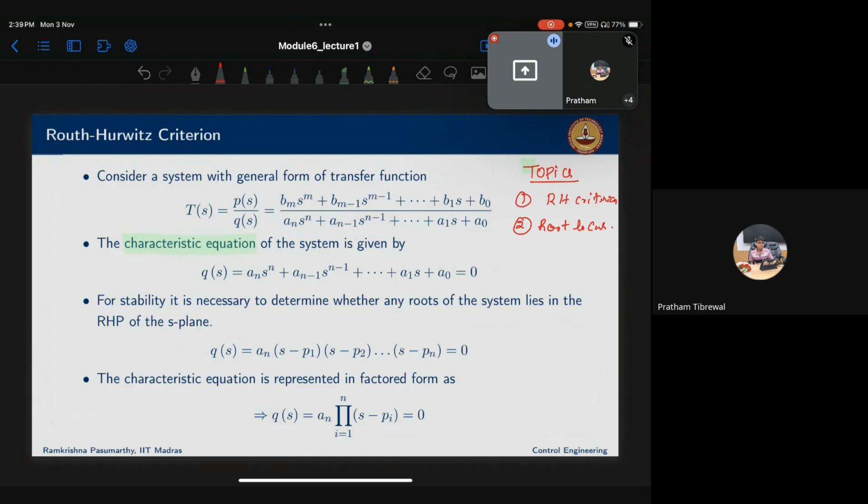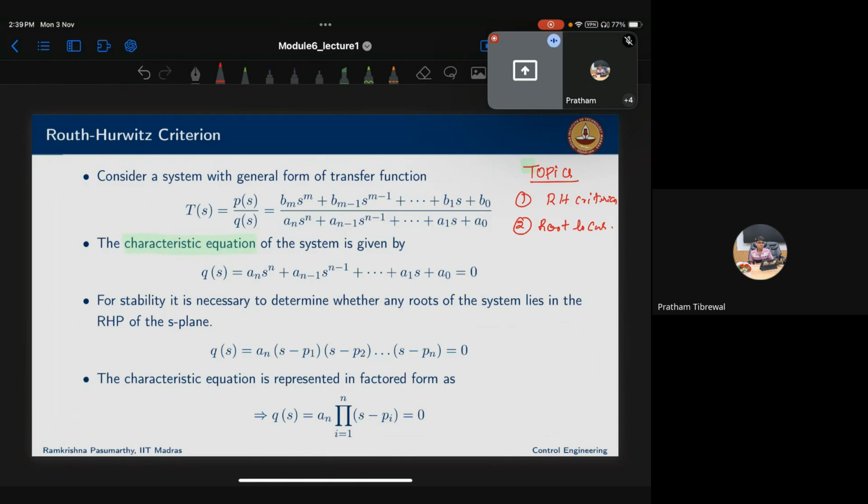Today we will cover these RH criteria and problems on RH criteria. Then on Wednesday we'll see the content revisiting of root locus, and in the Friday session we will concentrate on the problems on the root locus. Okay, so we'll start with this RH criterion.